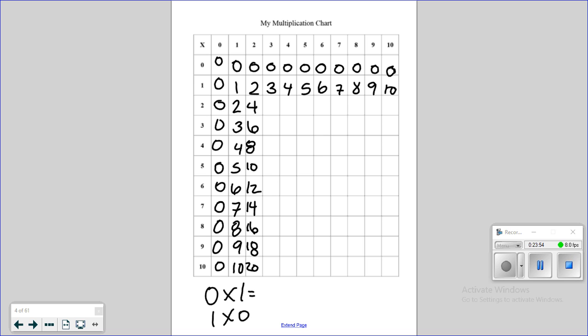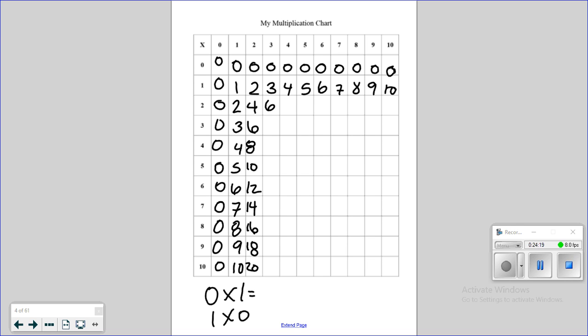It's going to look different. 2 groups of 6 is a lot different than 6 groups of 2. But in the end, it's the same amount. All right, so let's go the other way. What about 3 groups of 2? What is that going to be worth? 3 groups of 2. Jackson? It's 6. Very good.